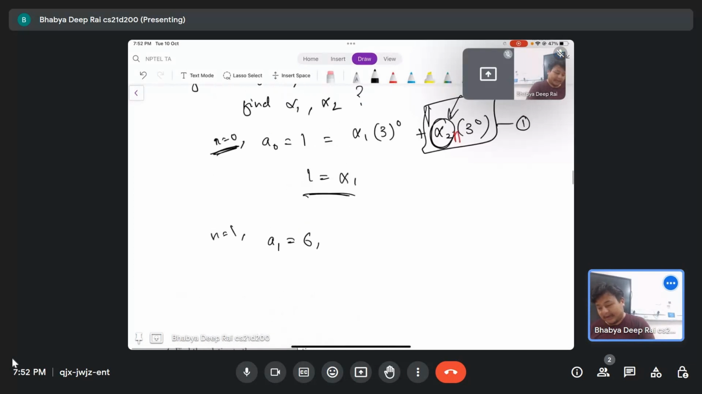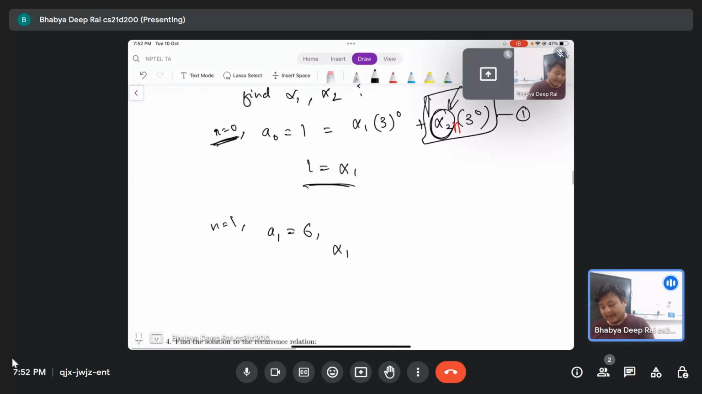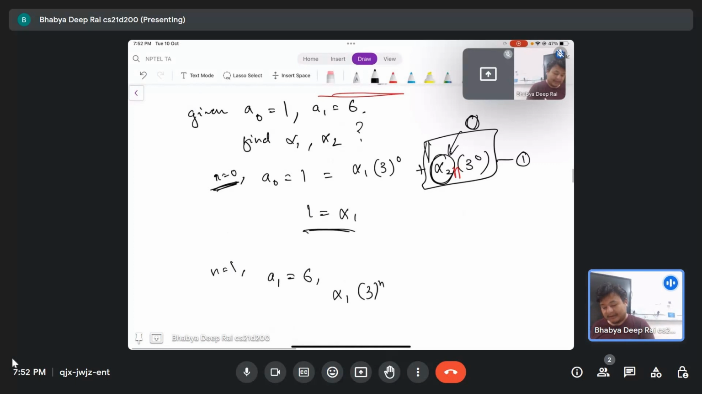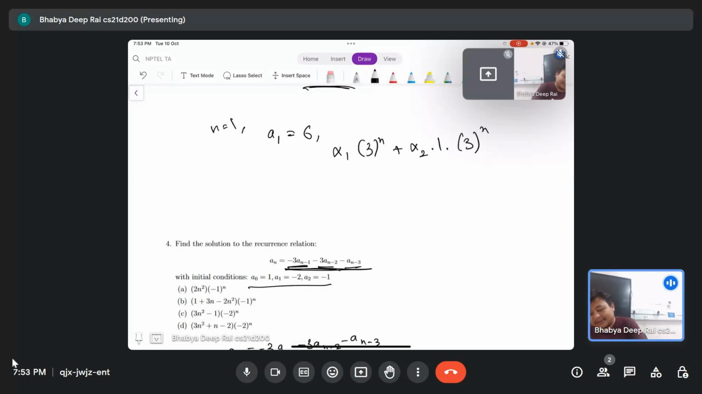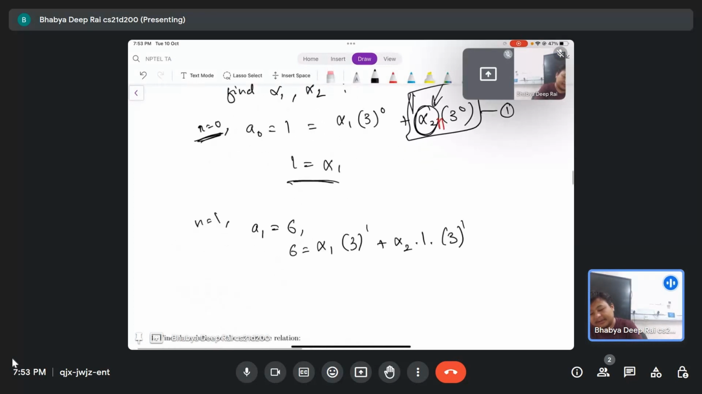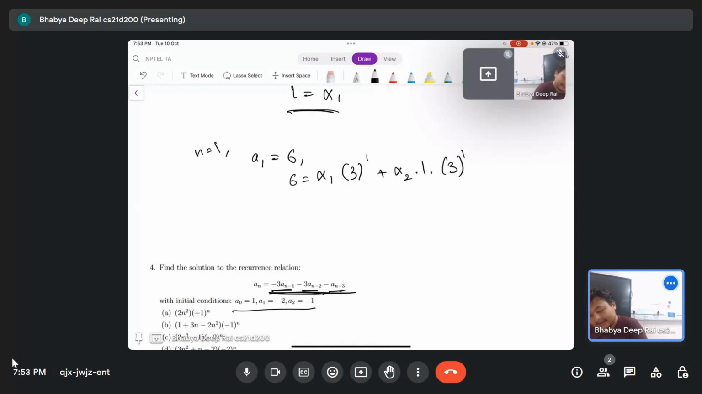Okay, and thus we have alpha 1 times 3 to the power n, plus alpha 2 times 1 because of the n factor, 3 to the power n. Now what we simply do is, and this is equal to 6, and now n here is equal to 1, and so we have 6 equals 3 alpha 1 plus 3 alpha 2.